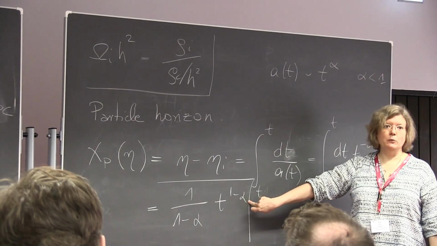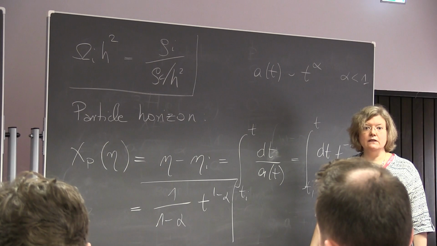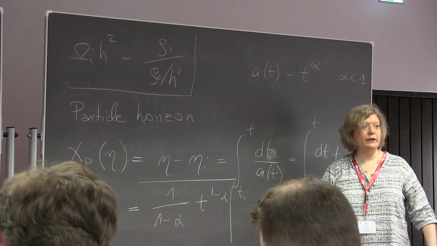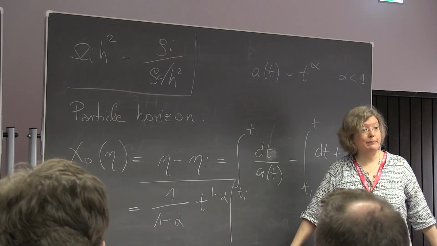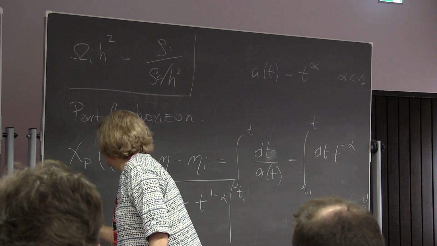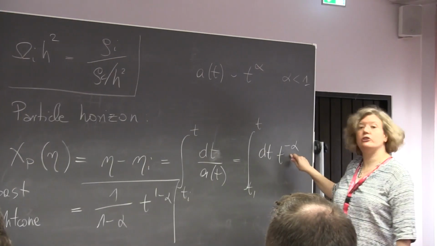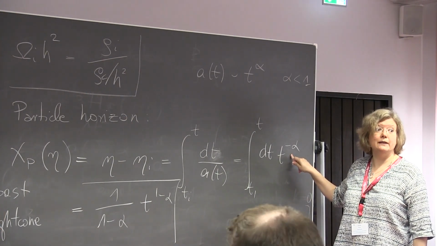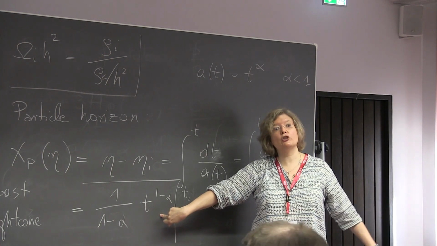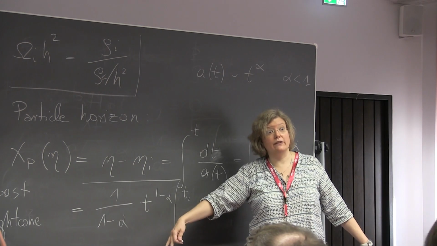So you see alpha is smaller than 1. This means that 1 minus alpha is positive. This means that the particle horizon is growing with time. So the longer the time passes, the more we can see in the past. This is in the sense of a past light cone. As long as we have a scale factor which is a power law in time, with an exponent alpha less than 1, we will have a past light cone, or a horizon, which grows with time. So as time passes, we will see more and more of the past universe.